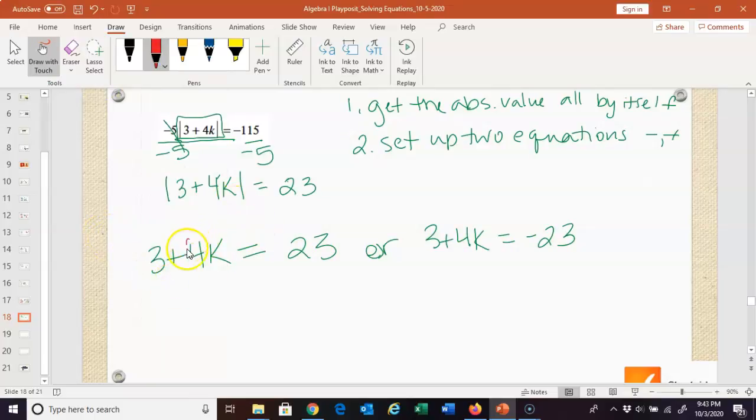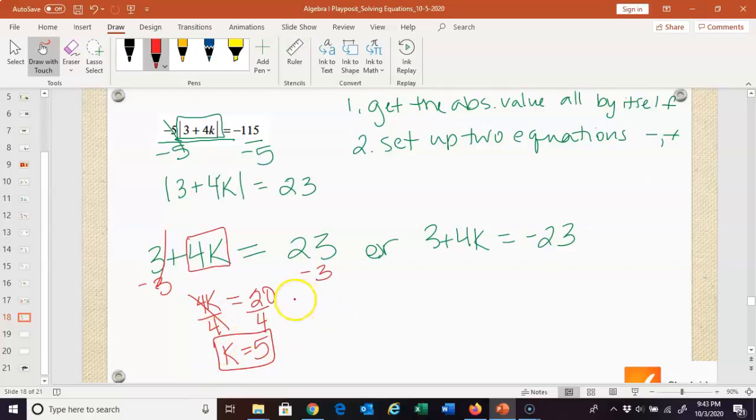So now let's solve these two equations. We're going to get k by itself. So let's move the 3. This is a positive 3, so to move it, we're going to subtract 3. And you get 4k equals 20. Now this is a 4 times k, so we're going to divide by 4. And k is 5. Let's do a quick check.